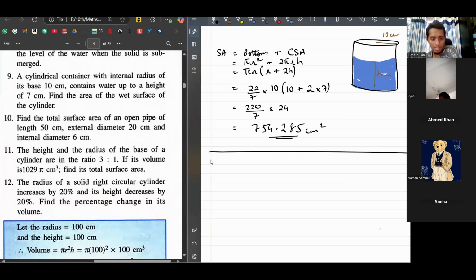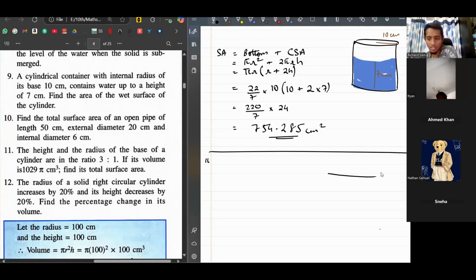Let's go to another question, number 11. The height and the radius of the base of a cylinder are in the ratio 3:1. If its volume is 1029 pi centimeter cube, find its total surface area.